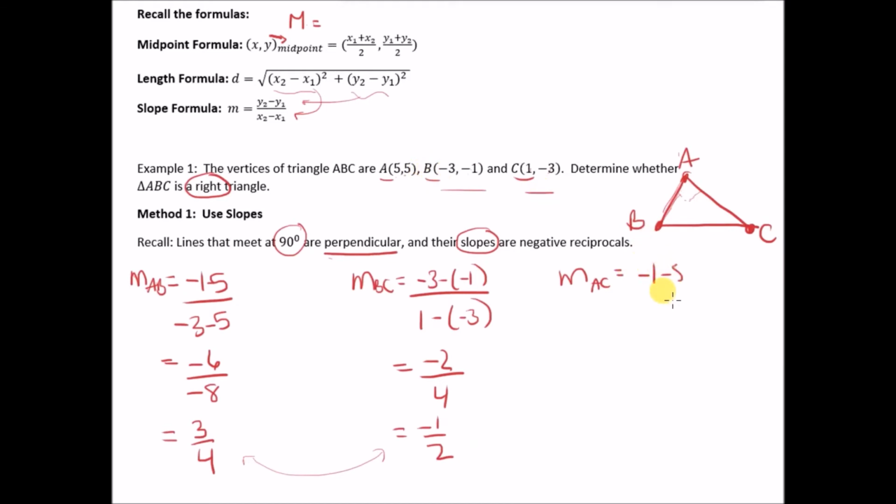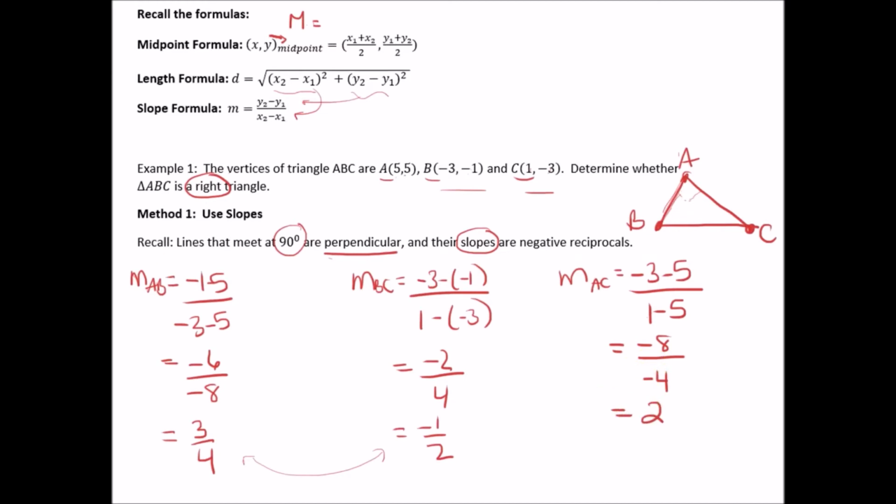So let's try the slope of AC. So we have -3 minus 5 over 1 minus 5. So we have negative 8 over 1 minus 5 is negative 4, and I get 2.